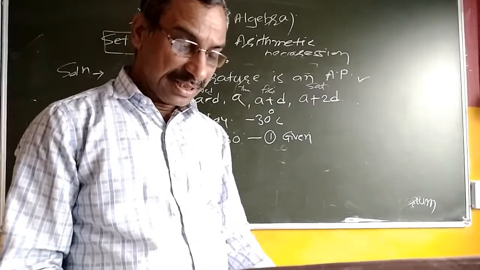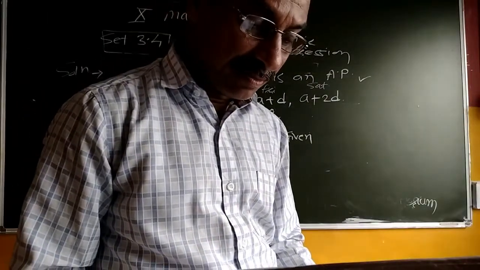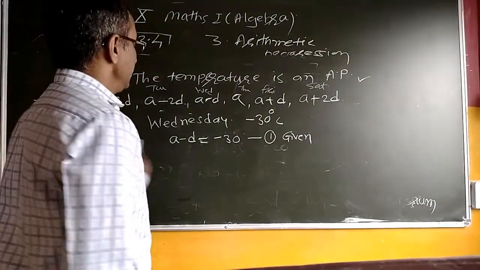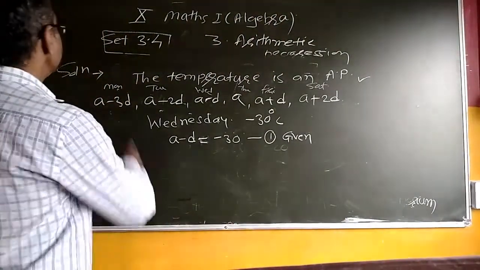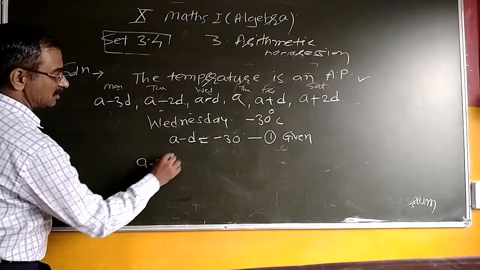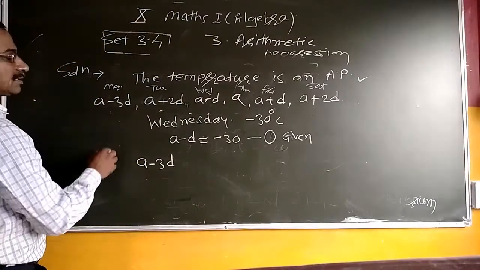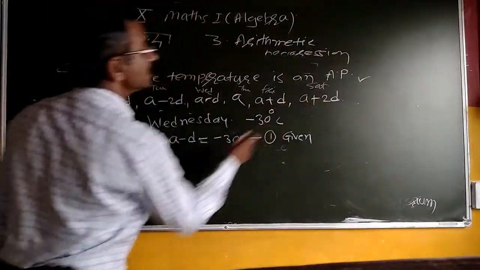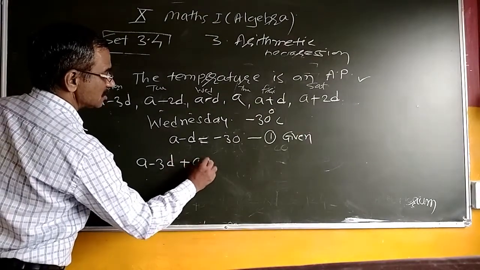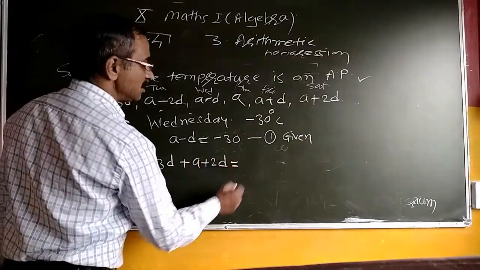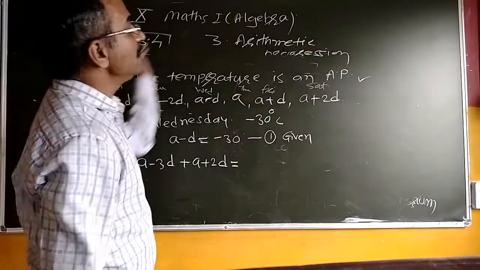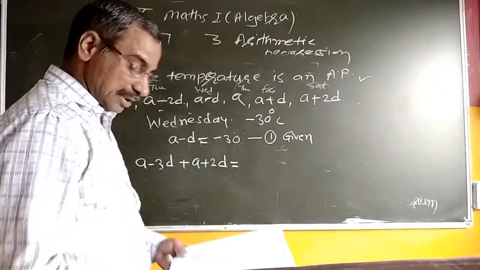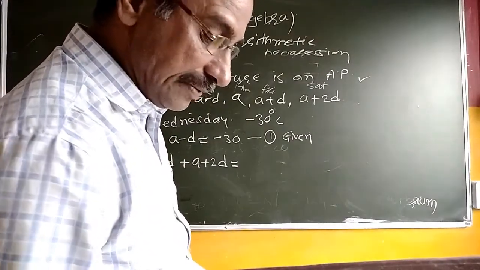Then the sum of what they said. The sum of the temperature of Monday and Saturday. Where is Monday and Saturday? Here is Monday and Saturday. This is Monday, A minus 3D. At that time we do not know, but we are considering A minus 3D because they are consecutive terms. Saturday is A plus 2D. The sum of temperature of Monday and Saturday is equal to what is given here.